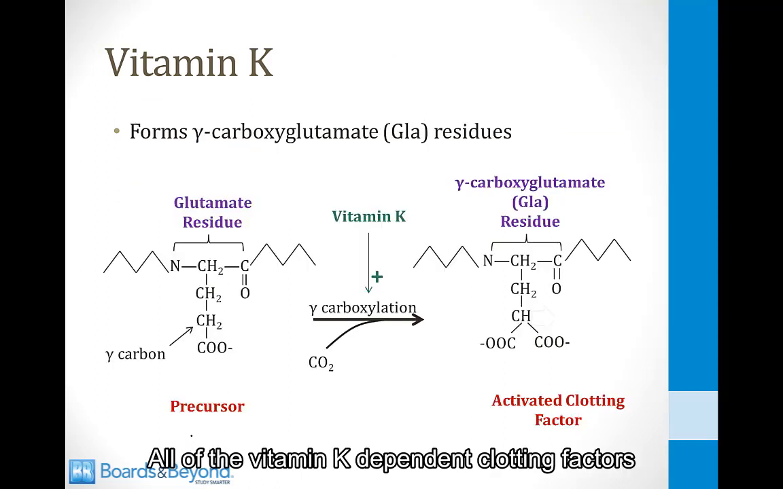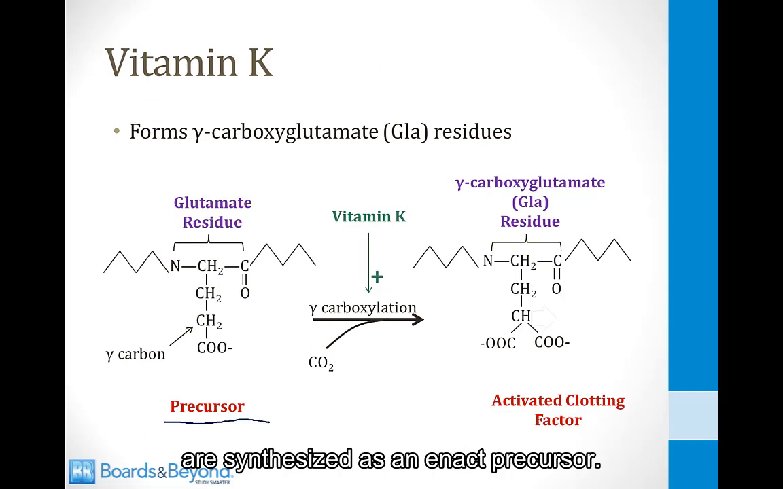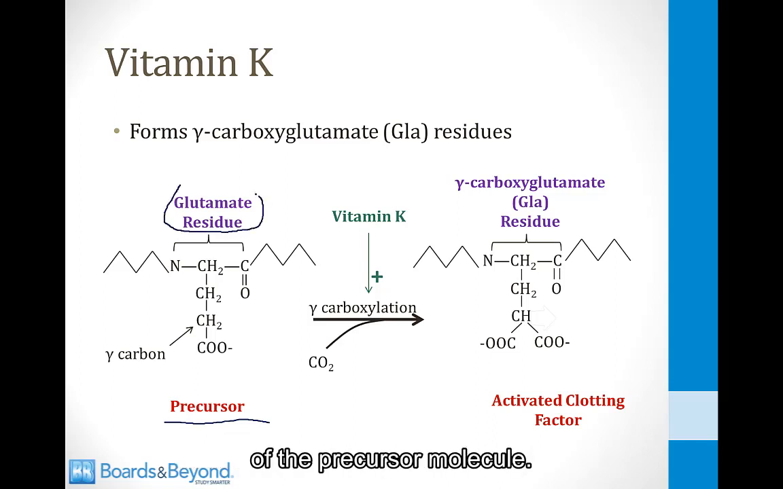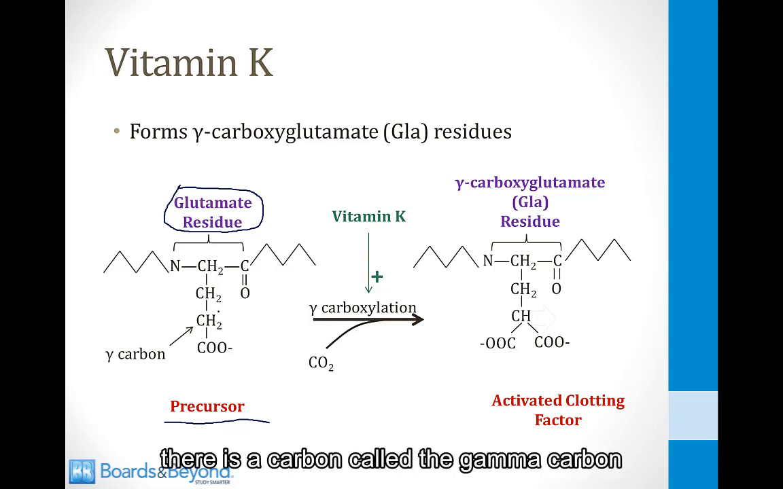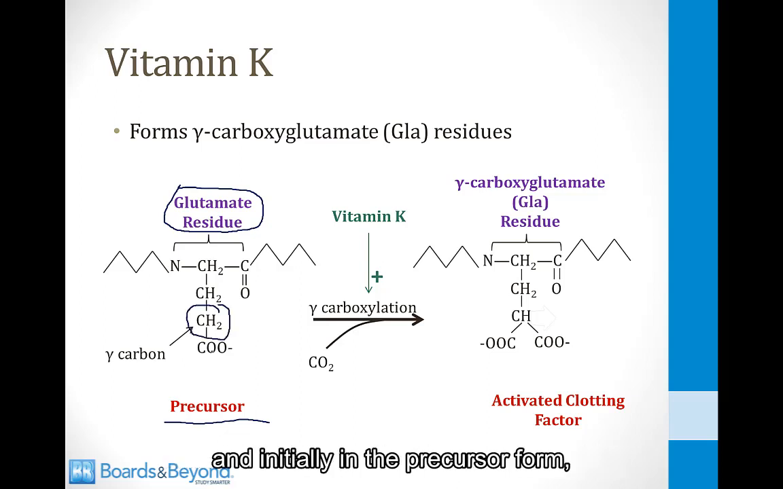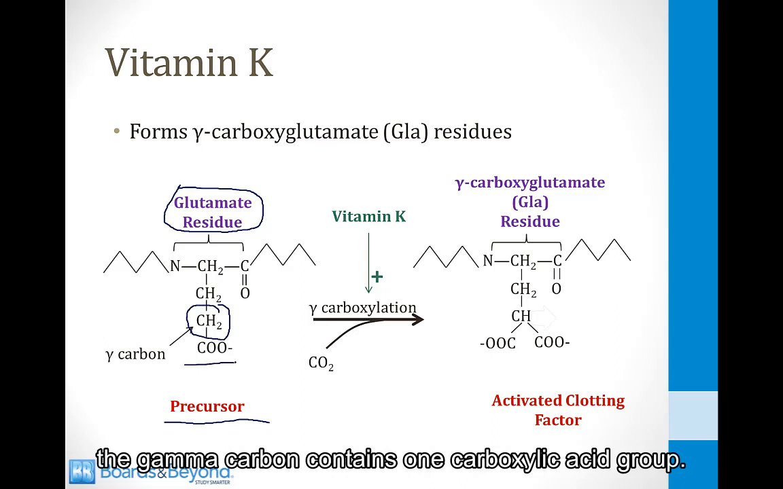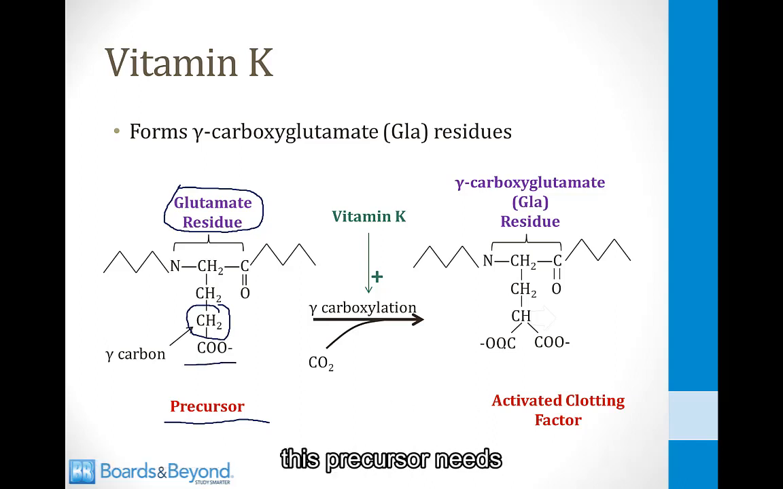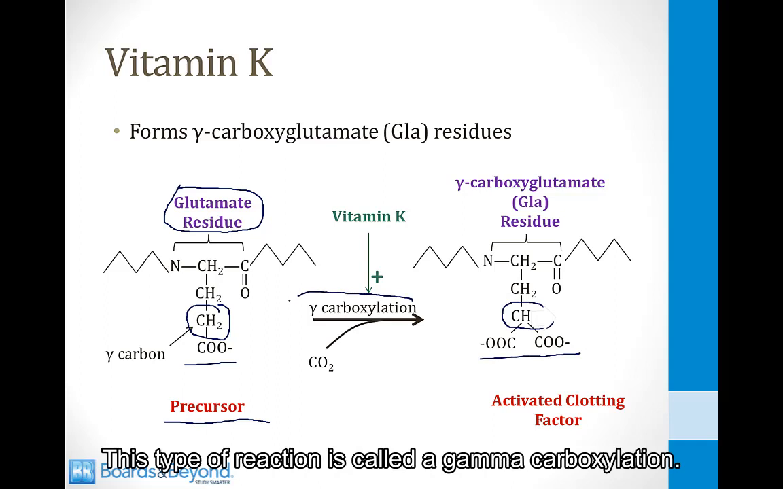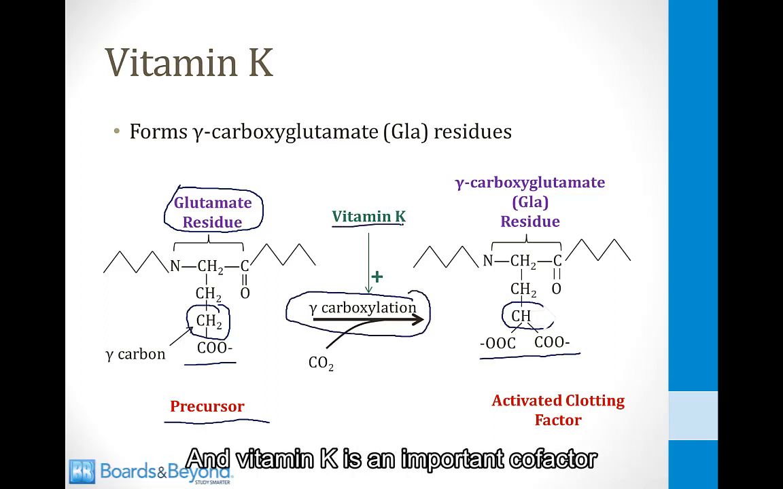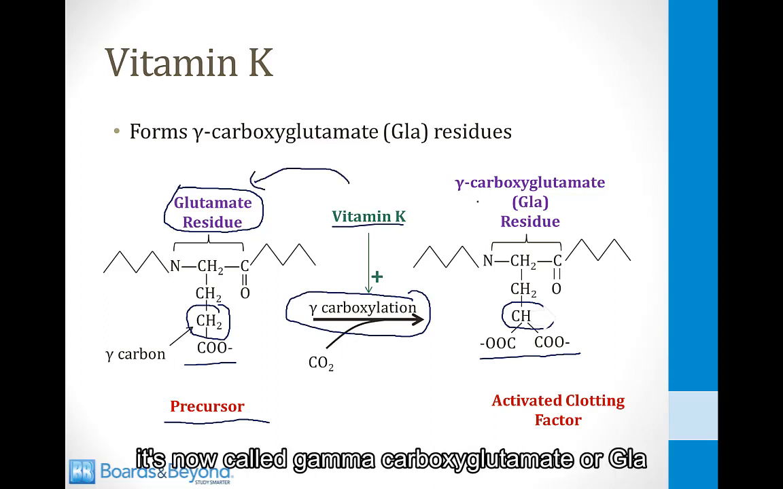All of the vitamin K-dependent clotting factors are synthesized as an inactive precursor, and somewhere in that precursor molecule there is a portion of the molecule that looks like the amino acid glutamate. This is called a glutamate residue of the precursor molecule. Within that glutamate residue, there is a carbon called the gamma carbon, and initially in the precursor form, the gamma carbon contains one carboxylic acid group. To become activated, this precursor needs to have a second carboxylic acid group added to that gamma carbon. This type of reaction is called a gamma carboxylation, and vitamin K is an important cofactor for that gamma carboxylation. Once the glutamate residue has been gamma carboxylated, it is now called gamma carboxyglutamate, or GLA, or a GLA residue.